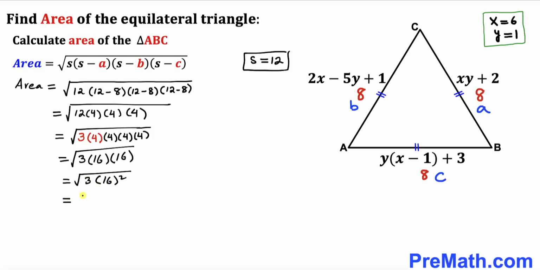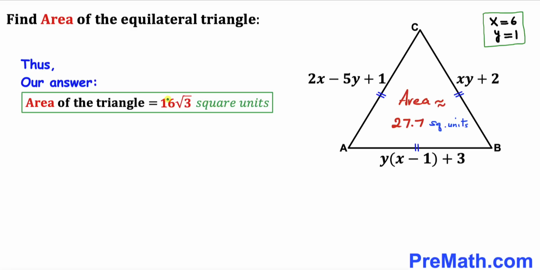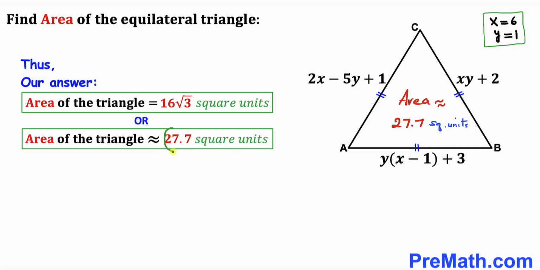Let's break them down. So we can write 16 whole square times the square root of 3. Now we can see that this square root and square undo each other. So we end up with simply 16 times the square root of 3. Thus the area of this equilateral triangle ABC turns out to be 16 times the square root of 3 square units, and that is approximately equal to 27.7 square units. And that's our final answer.